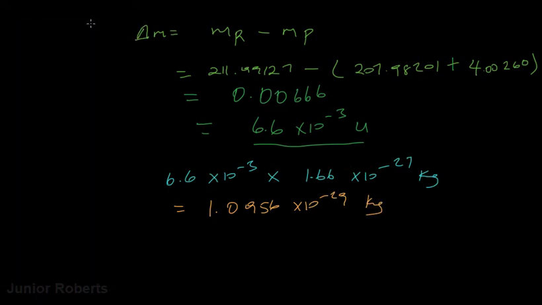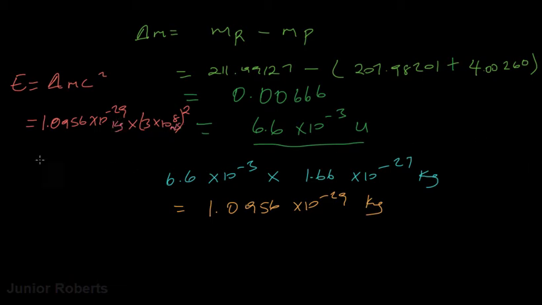So now we can consider our equation. We're going to say now that E, which is the energy released, is equal to delta M C squared. So we're going to say delta M is 1.0956 times 10 to the minus 29 multiplied by the speed of light squared, which is 3 times 10 to the 8 squared. This is meters per second, and this is kilograms.